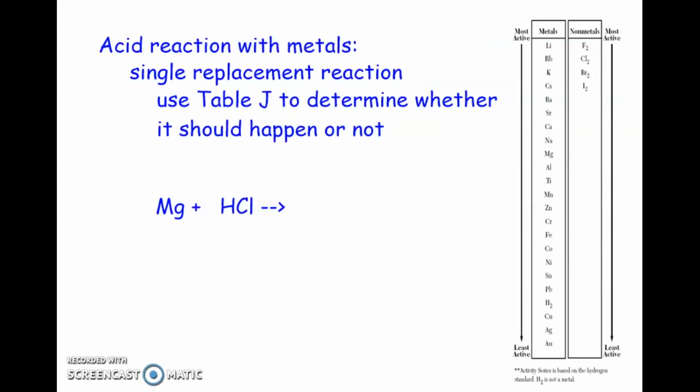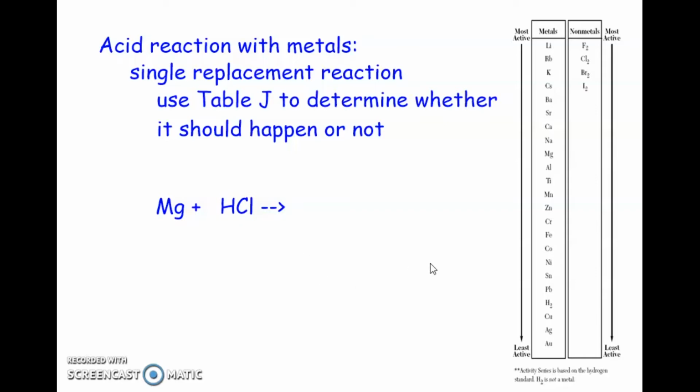When it comes to the reaction of an acid with a metal, it's going to do a single replacement reaction. If you remember back to our chemical reactions unit, we use Table J to determine whether or not a reaction will take place. We're going to be able to write those reactants and products regardless of whether it takes place or not. The example we're going to look at here is magnesium plus hydrochloric acid, HCl.